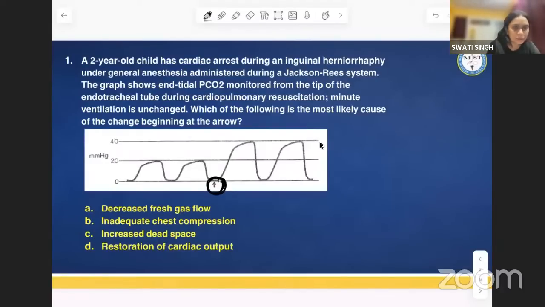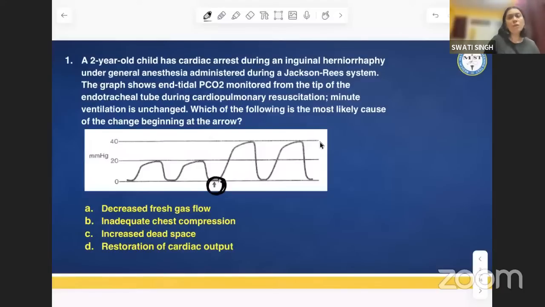Can anyone answer? Decreased fresh gas flow, inadequate chest compression, increased dead space, restoration of cardiac output. So what does it seem? What is the cause of this change in graph during resuscitation? Can anyone say? Okay, B, inadequate chest compression. Devangan, B. Anyone differs in the answer? B, B, A.